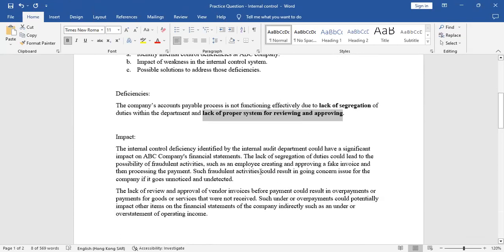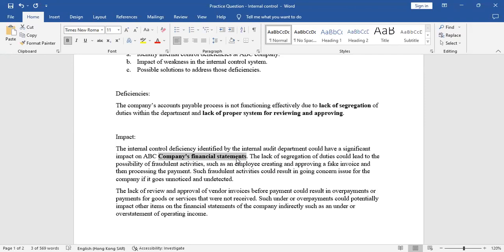Let's look at the impact of this lack of internal controls, this lack of segregation of duty and lack of reviewing and approving. So the impact is that the internal control deficiency identified by the internal audit department could have a significant impact on ABC company's financial statements. So we actually need to look at how it's going to impact the financial statements. Again, I would reiterate that in audit, we are concerned about financial statements, primarily speaking.